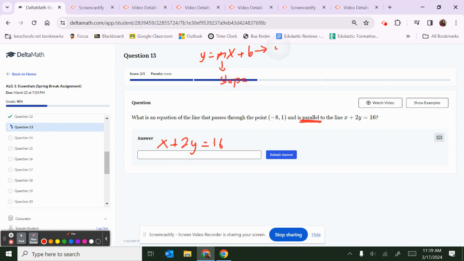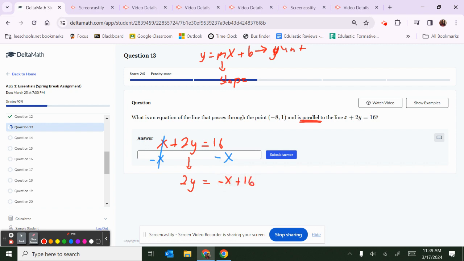And do we care about the y-intercept? No, we do not. So we do not care about that y-intercept. So to get it to look like that form, I'm going to subtract x, that gets canceled. The positive 2y, I bring down. Can I subtract x from 16? No, because they're not like terms. But I'm going to rearrange it as a negative x and a positive 16.